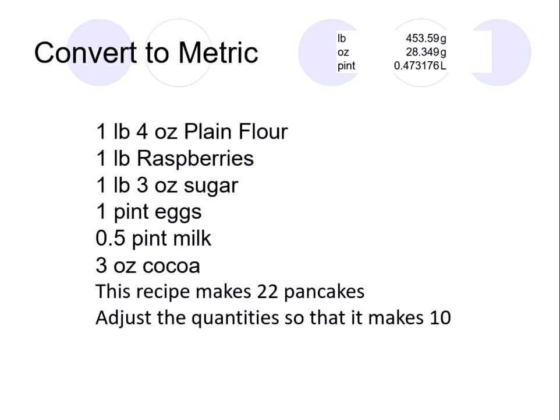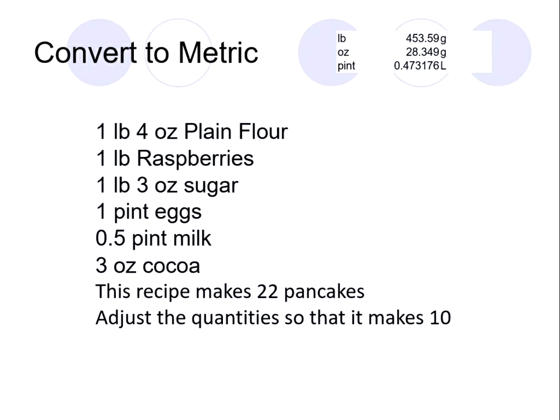So let's combine now what we learned in the previous examples about converting across into metric and then converting the recipe to the proportions that we'd like. So here we've got 1 pound and 4 ounces of plain flour, a pound of raspberries, a pound and 3 ounces of sugar, 1 pint of eggs, half a pint of milk, and 3 ounces of cocoa. So step number 1 is to bring it over into metric.